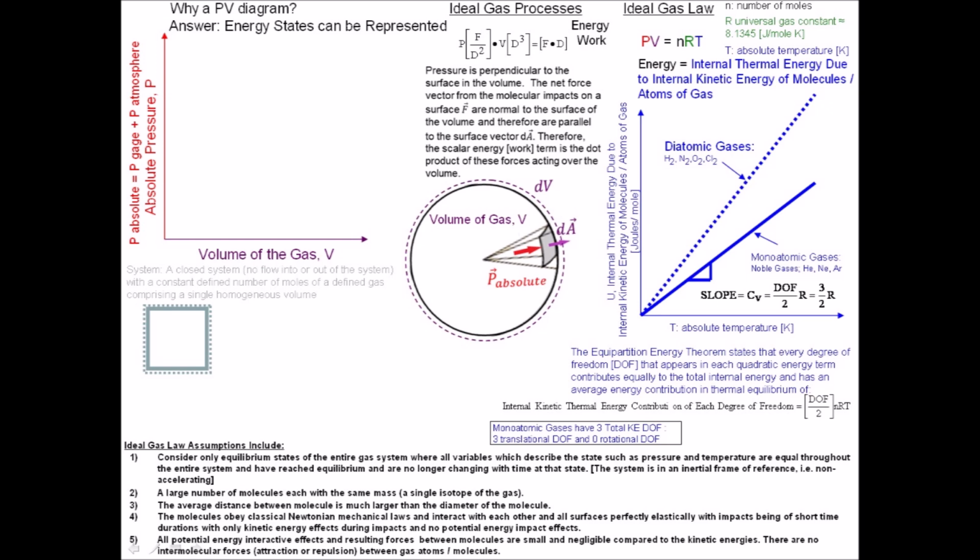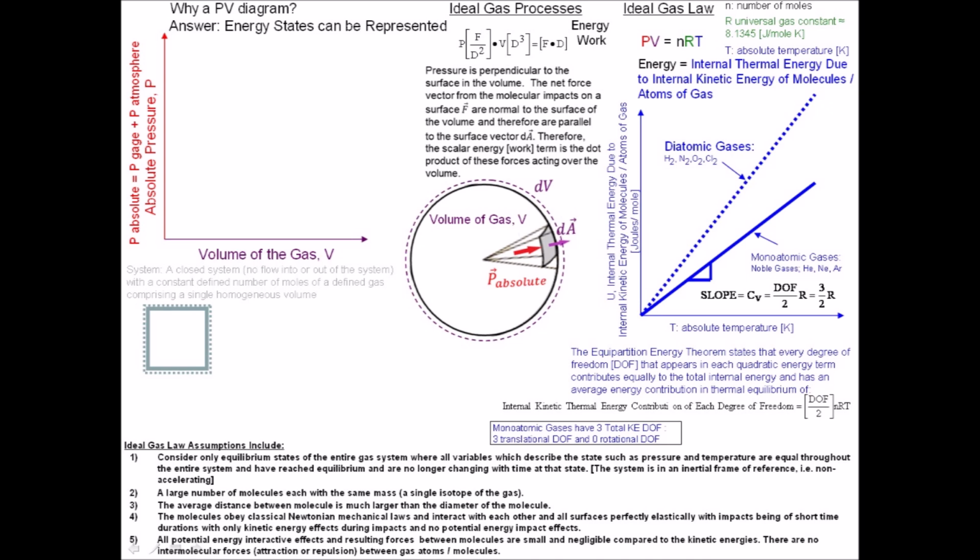In the graph shown, U, the internal thermal energy due to the internal kinetic energy of the molecules or atoms of gas, with units joules per mole in the SI system, can be shown as a function of the absolute temperature K. The slope of the internal thermal energy as a function of the absolute temperature is defined as the molar specific heat at a constant volume, which is equal to the number of degrees of freedom that kinetic energy can exist in that gas, divided by 2, times the universal gas constant.